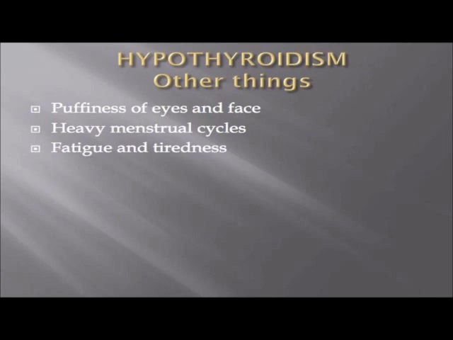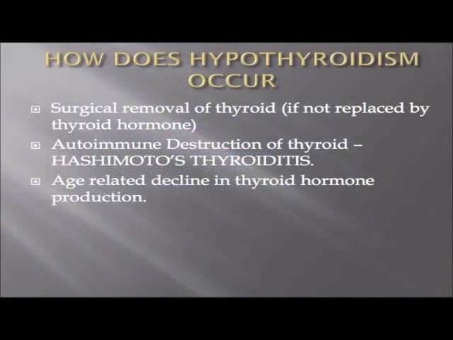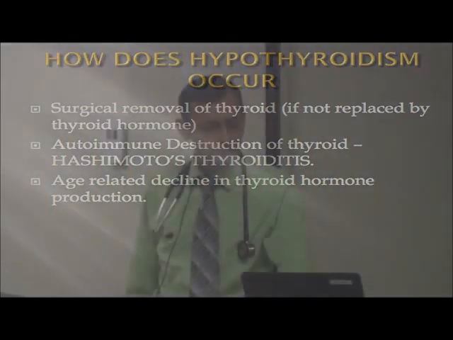And how does hypothyroidism occur? Obviously, if you remove the thyroid gland, you become hypothyroid if you don't replace it with thyroid hormone. Then there is also autoimmune destruction of the thyroid. Graves' disease is autoimmune stimulation of the thyroid, but there are different kinds of antibodies that destroy the gland. That's what we call Hashimoto's thyroiditis, in which there is autoimmune inflammation and destruction of the gland. And sometimes there is age-related decline in thyroid hormone, so elderly patients are more prone to low thyroid hormone levels. Now, how do we treat hypothyroidism?